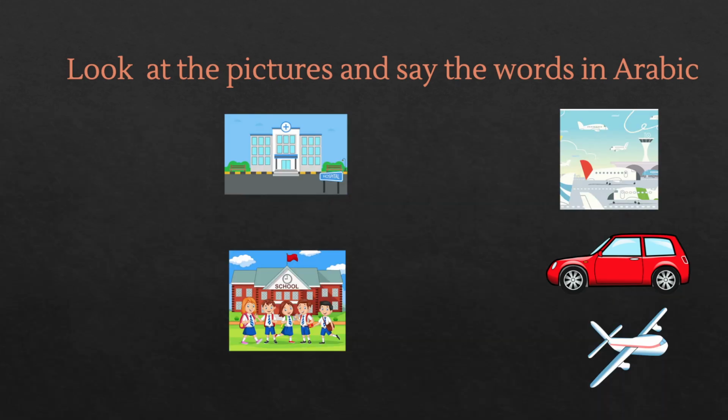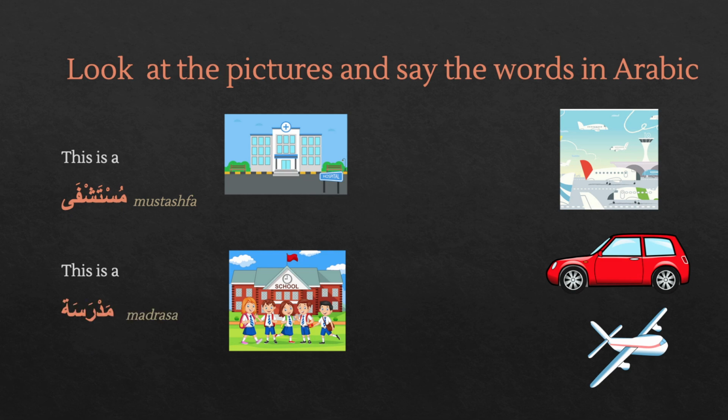For this slide, look at the picture and say the word in Arabic in your mind before the answer is revealed, okay? We can see this is a hospital. How do you say hospital in Arabic? مستشفى. We can see this is a school. And how do you say school in Arabic? School would be madrasa.